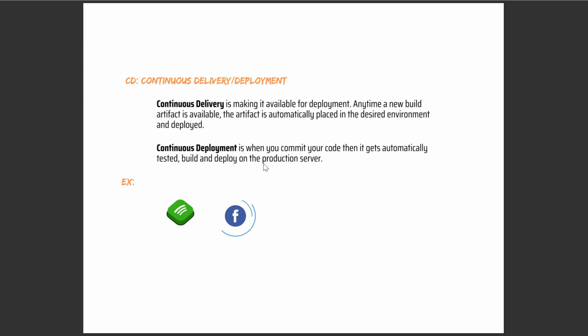Whenever a developer pushes the code, it will be automatically tested, built, and deployed to the production servers automatically. That is called continuous deployment. Here there is no requirement of manual approval. The only difference is that for continuous delivery, manual approval is required. For continuous deployment, no manual approval is required. It will directly deploy on the production server once the build has succeeded.